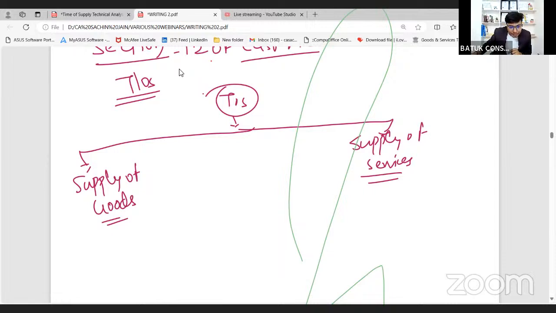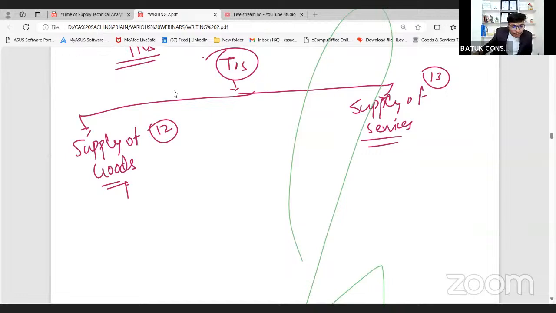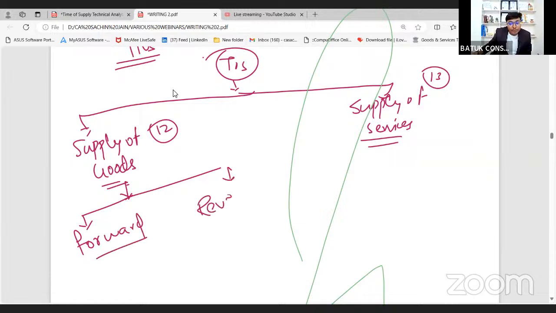Okay, so this is my section number 12. This is my section number 13. When I need to decide the time of supply in case of supply of goods, I need to refer to section number 12. When I need to decide the time of supply in case of services, I need to refer to section number 13 of the CGST Act. Now, supply of goods may be, there may be chances that I am supplying the goods under forward charge, or I am going to supply the goods under reverse charge.